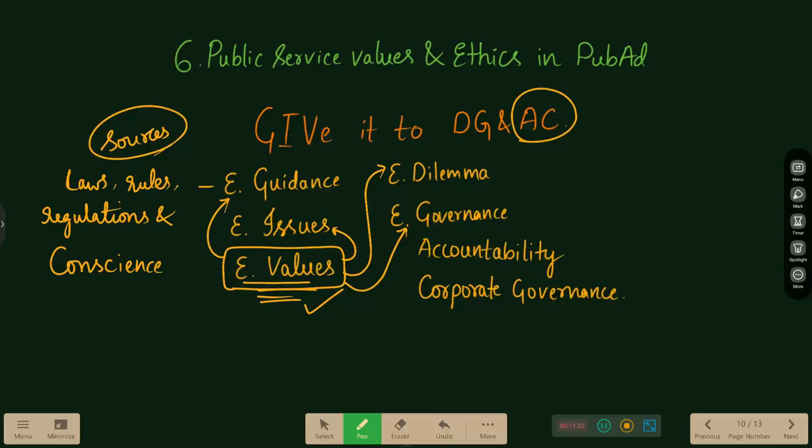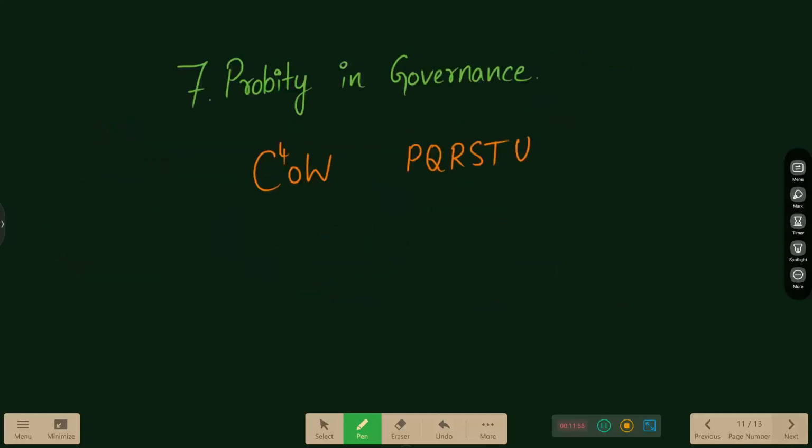Fine. Now moving to the last chapter mentioned in your syllabus, probity in governance. Again, it has many keywords which you need to remember. So I have made a mnemonic for this as well. Cow, PQRSTU. You can remember: cow name is PQRSTU. Six words are mentioned here. We use C four times and W one time, and this is a small letter just to make a sentence. Is it easy for you?